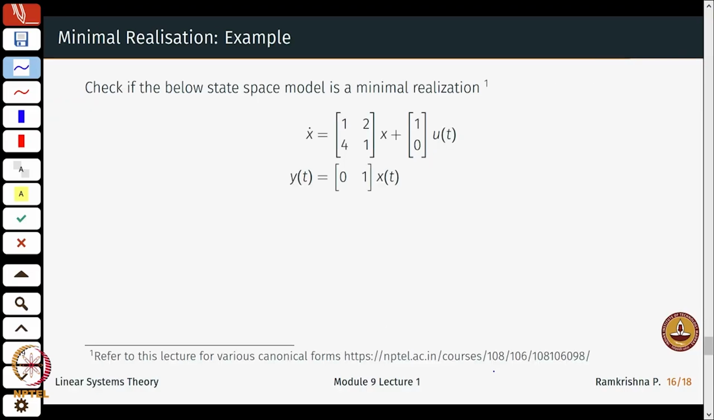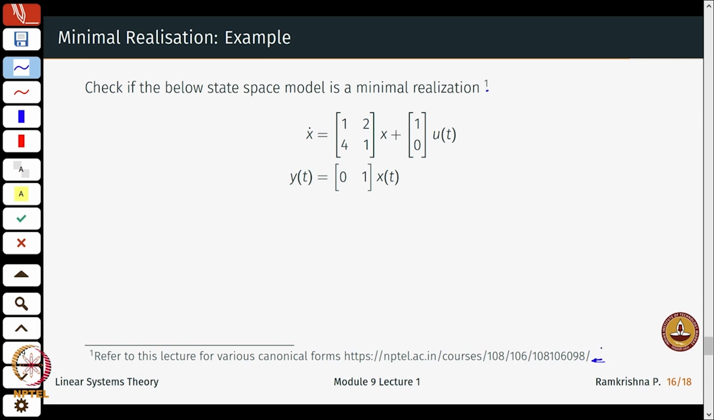So we will do a bit of an example. Just to note, because I will use a bit of the controller canonical form or the controllable canonical form here, I would like to refer you to the lecture notes or the videos of our previous course on control engineering.